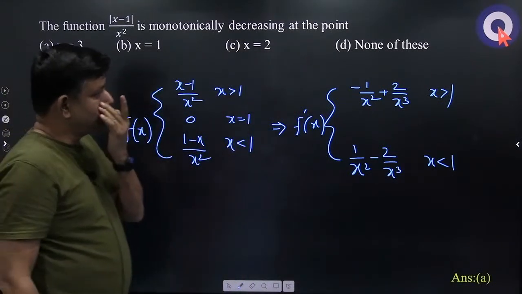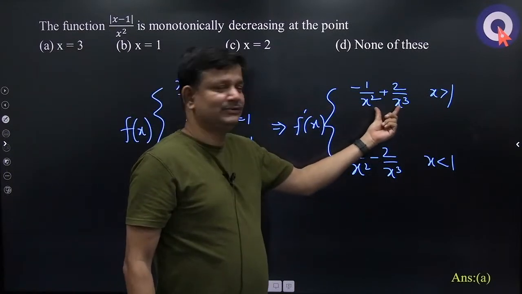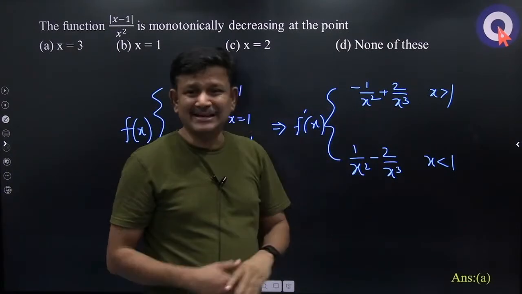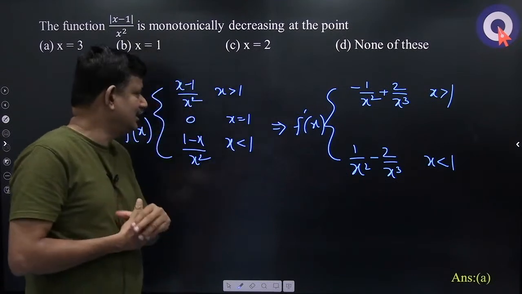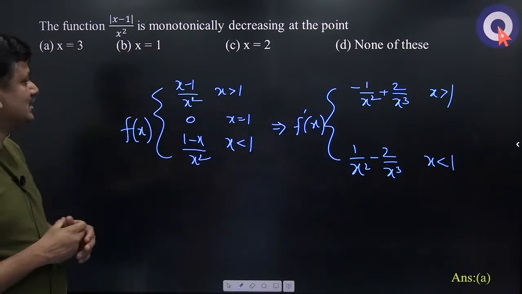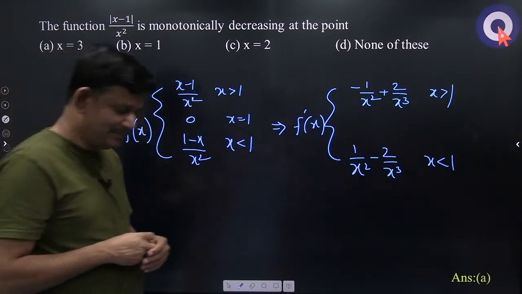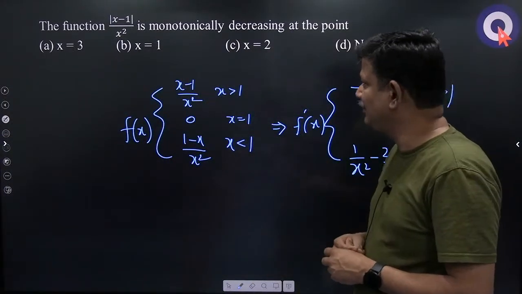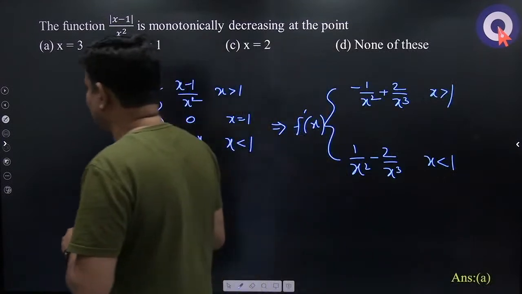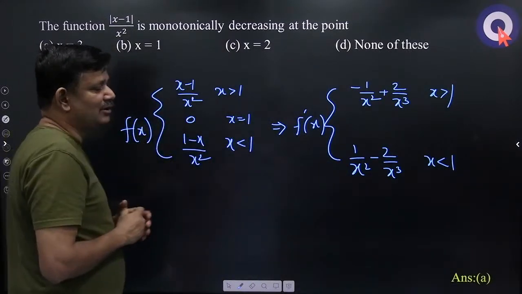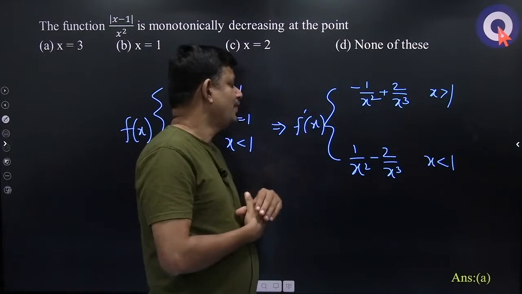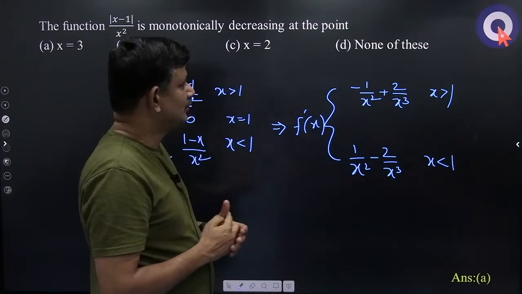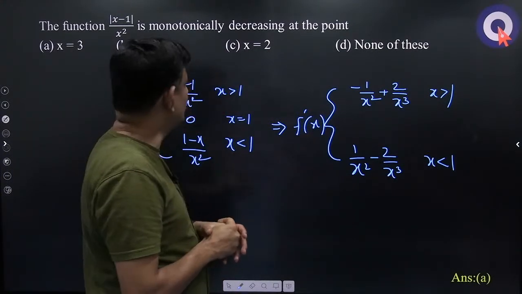Now at x equal to 1, what is the value for this? 1. This is minus 1. So the function is not differentiable at 1. It will have a sharp point at 1. It will be continuous, but it will have a sharp point. If you draw the graph, it will have a sharp point at 1. It will not be differentiable at 1. Okay. Now let us see about monotonicity of this function.